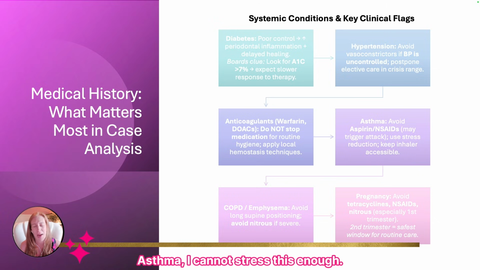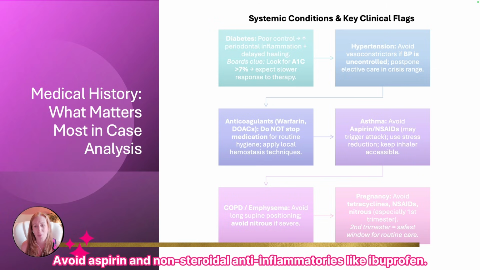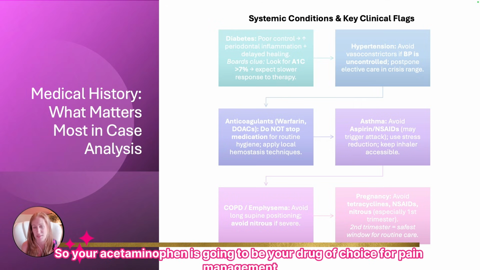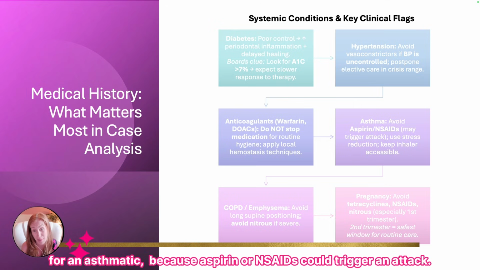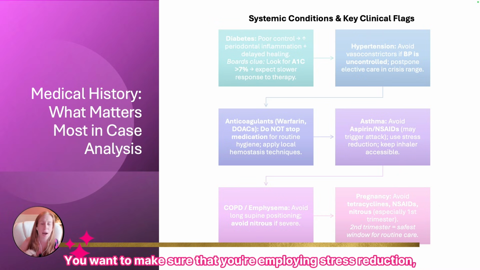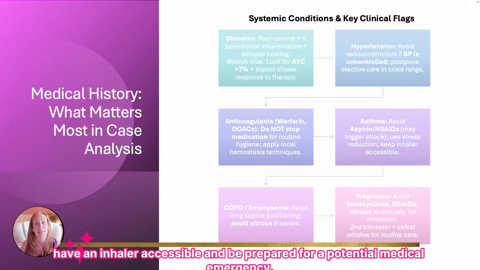Asthma. I cannot stress this enough. Avoid aspirin and non-steroidal anti-inflammatories like ibuprofen. So your acetaminophen is going to be your drug of choice for pain management for an asthmatic, because aspirin or NSAIDs could trigger an attack. You want to make sure that you're employing stress reduction, have an inhaler accessible, and be prepared for a potential medical emergency.